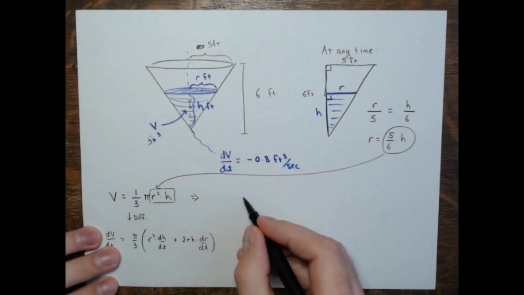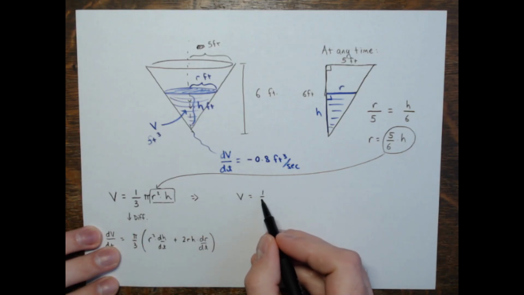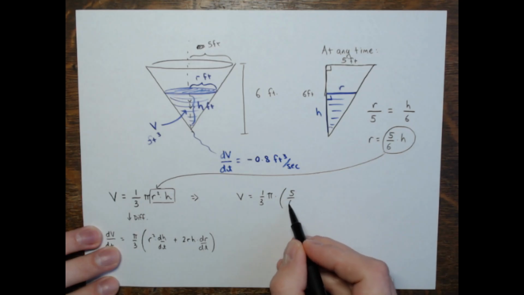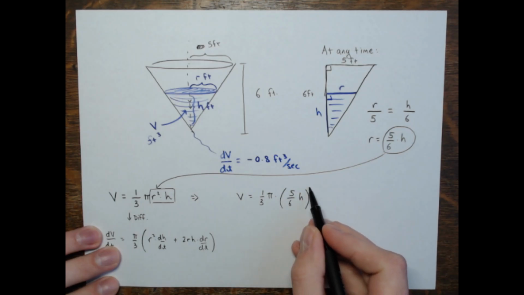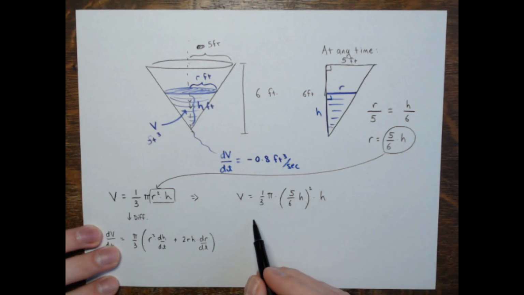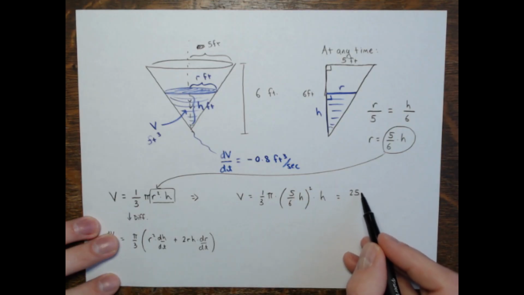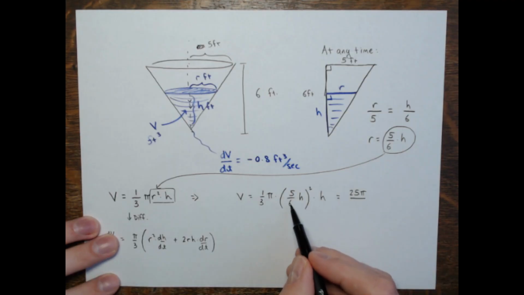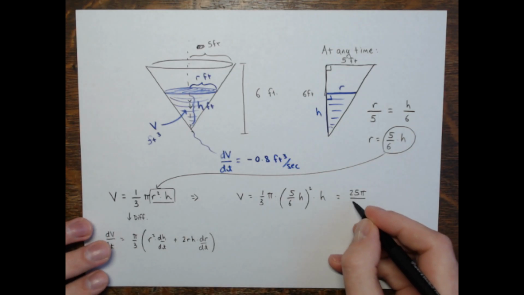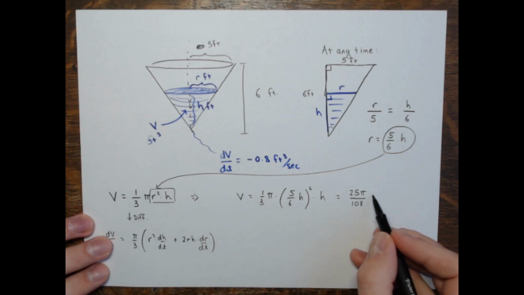So I'm going to substitute this in for r. And now we get the following. At any particular time, the volume of the water here is 1/3 times pi times 5/6 h, squared, that's the radius in terms of the height squared, times h. And if we simplify this, it'll be 25 pi over, 36 times 3 would be 108. So this would be 25 pi over 108 times h cubed.